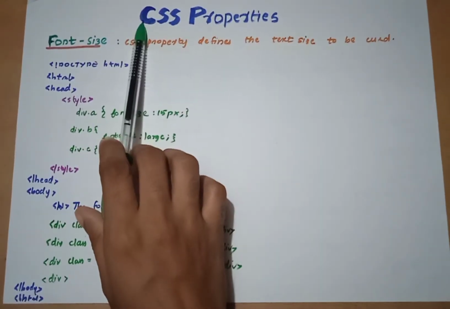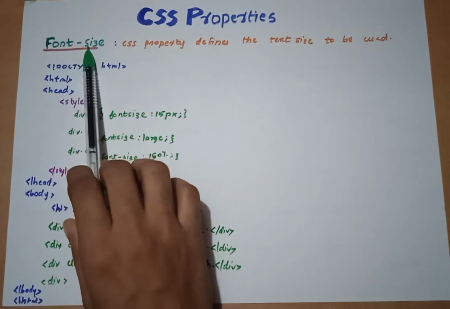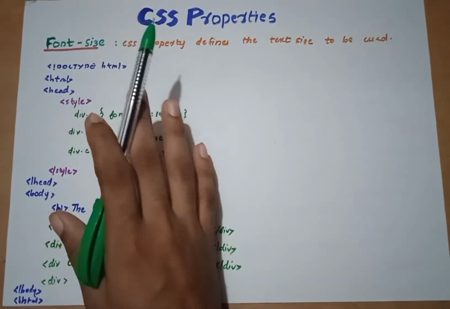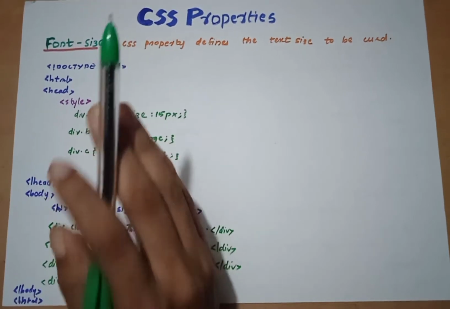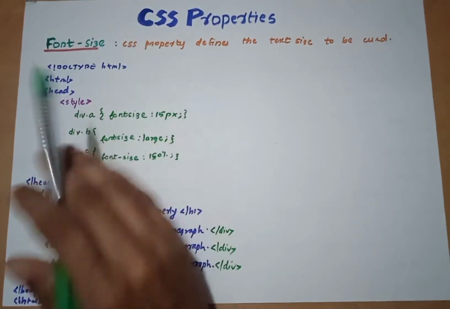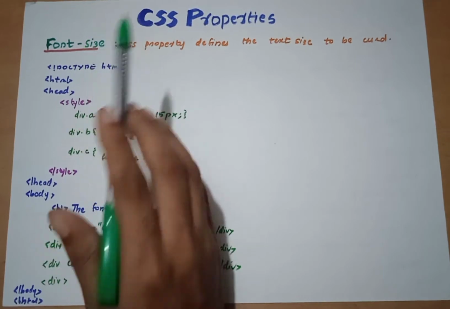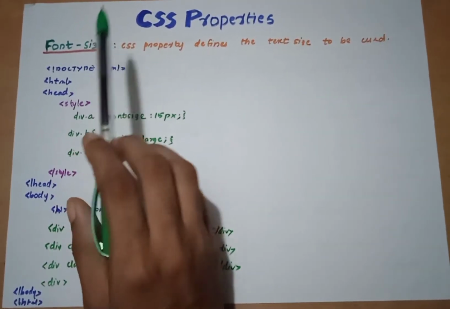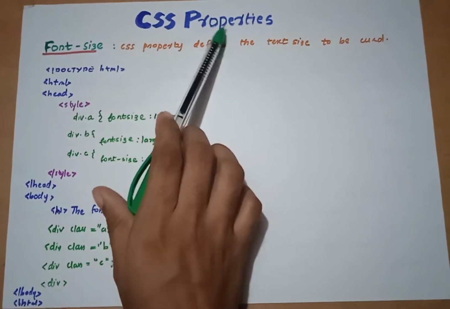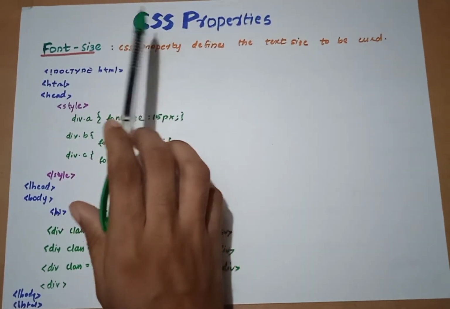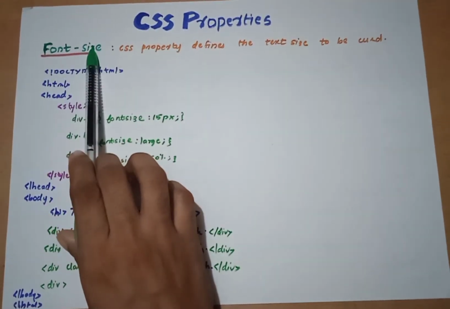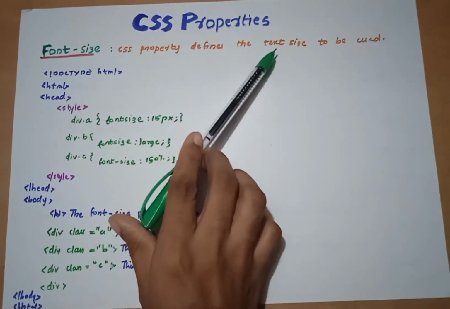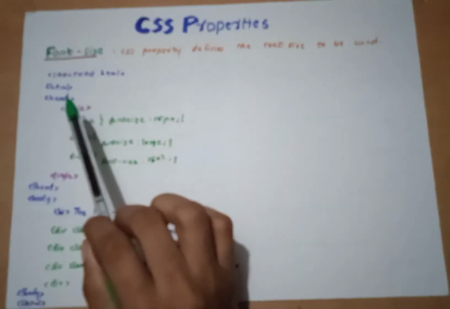The first property of CSS is font size. We can give many different styles, shapes, colors and other things to our basic HTML page or element. This is normally done using CSS, and the font size can be altered using different kinds of CSS properties. One is the font size itself. Font size is a CSS property that defines the text size to be used.